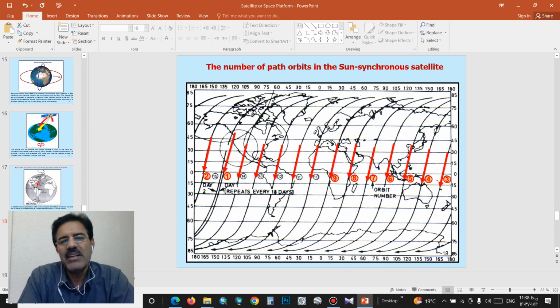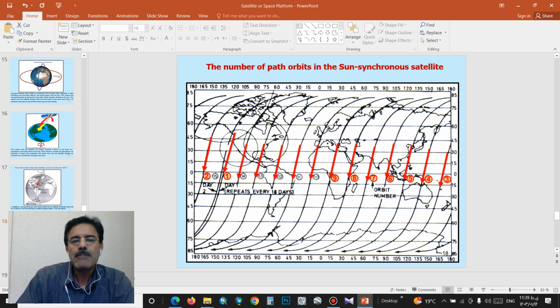But this slide shows the number of pass orbits in the sun-synchronous satellite. These numbers 3, 4, 5 are the orbit number or pass of the satellite.